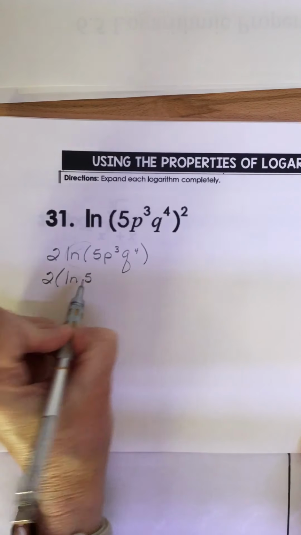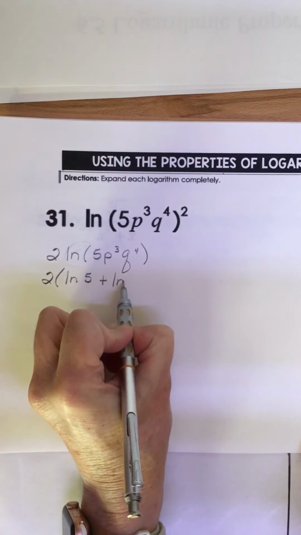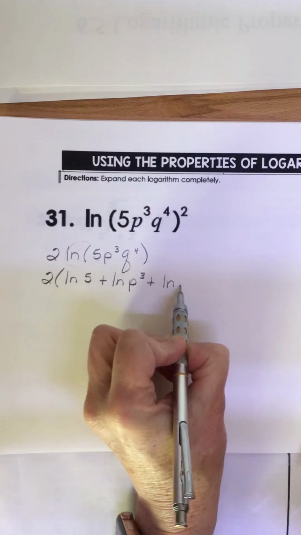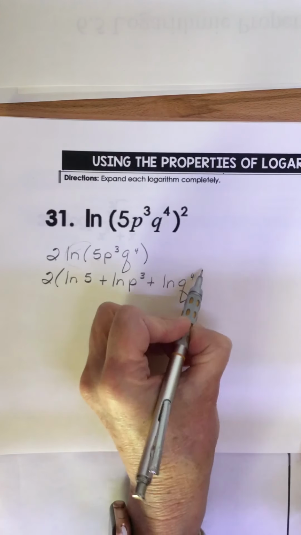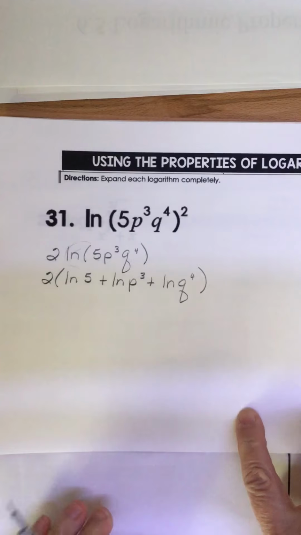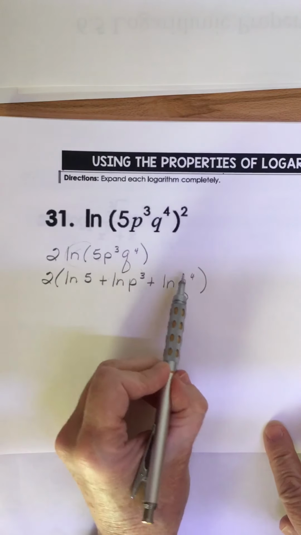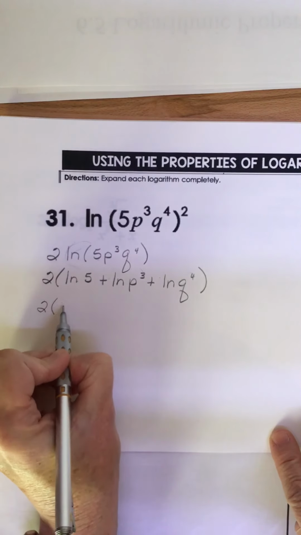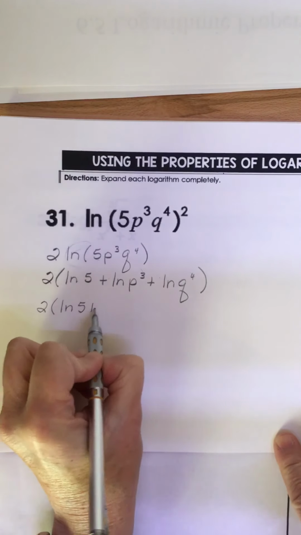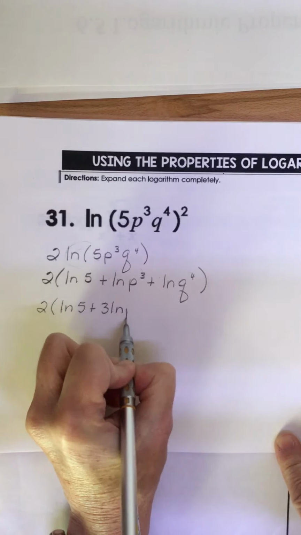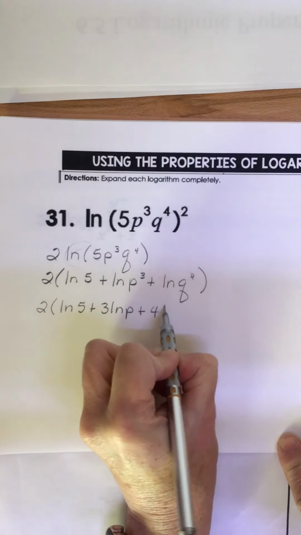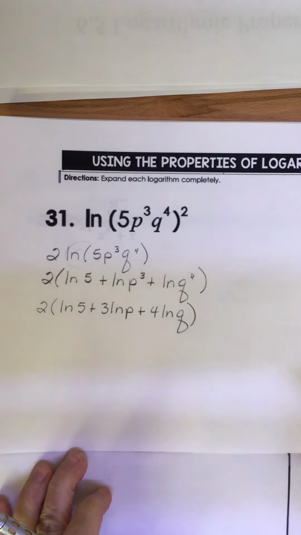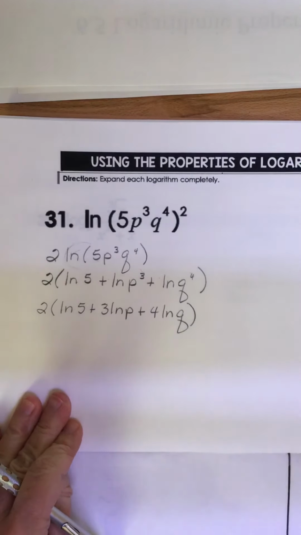Natural log 5 plus natural log p cubed plus natural log q to the 4th power. And so now we've got some exponents, so we've got to put these all to the front. There you go. All right, so that is in expanded form.